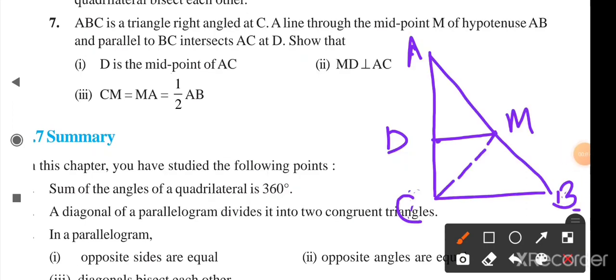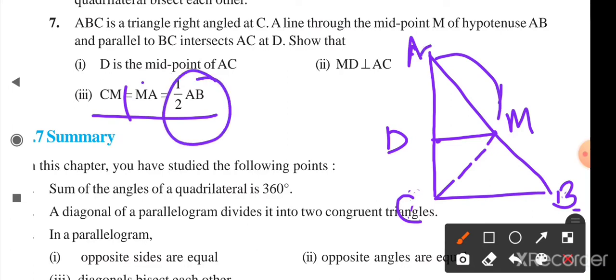So in the last part of question number 7, you have to prove that CM, this line CM, is equal to MA. This is MA and this is half of AB. Since we know that AM is already half of AB because M is the midpoint, it is given in the question, but you have to prove that CM is also equal to that.